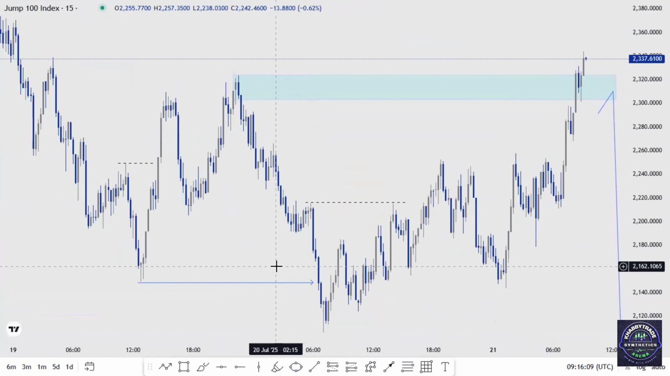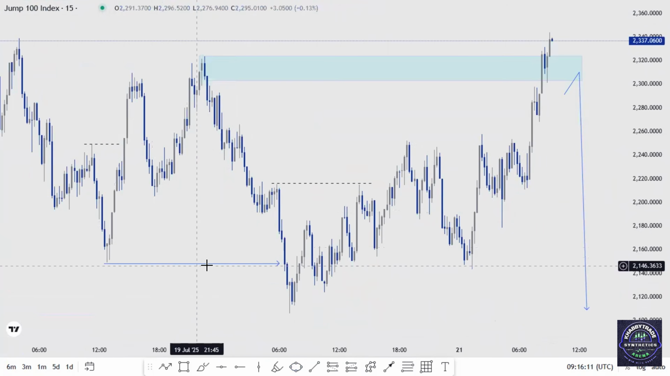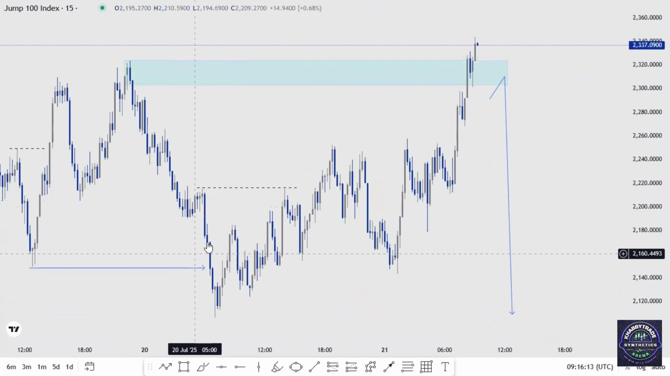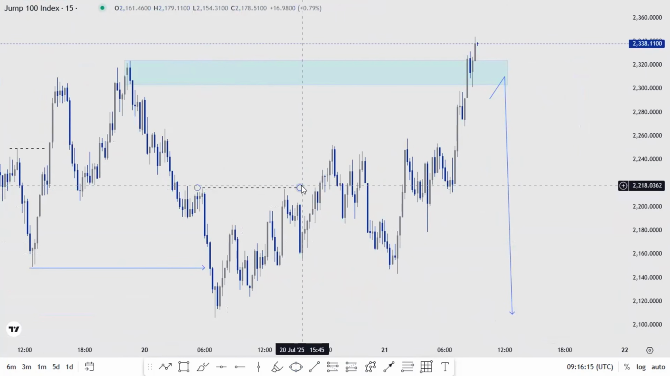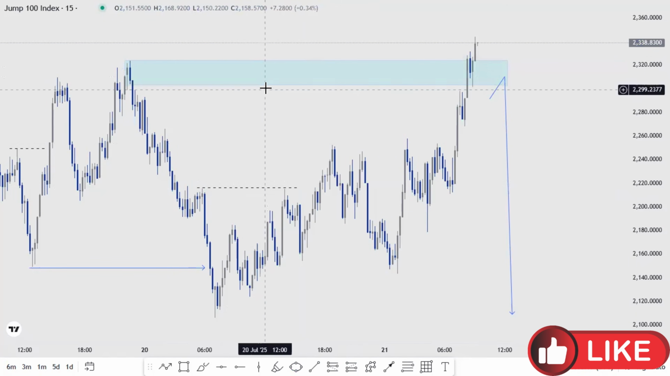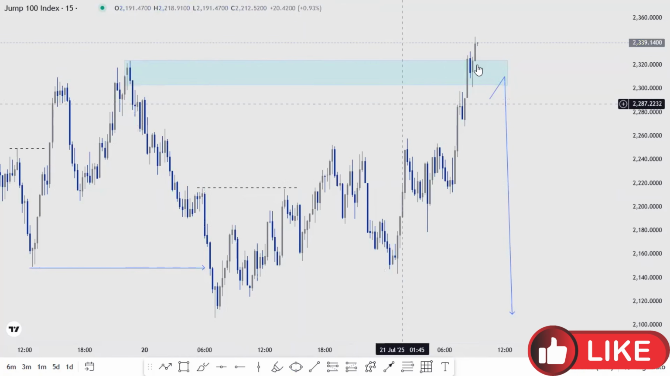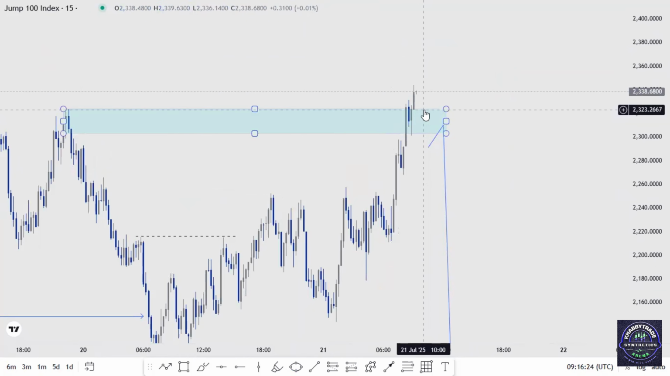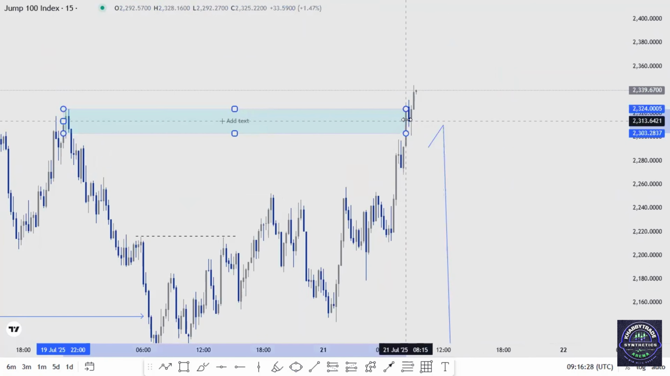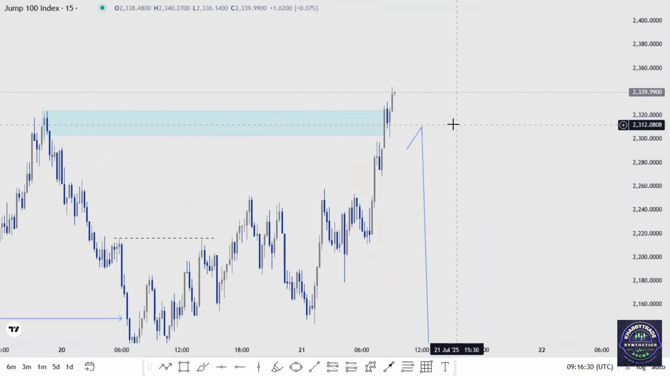Jump 100 this morning. This was our inducement break of structure. After the break of structure, we had inducements over here, these broken lines, and we had this point of interest preceded with some small imbalance over here. But the market did not give me the confirmation that I wanted. It just broke through my POI. So no entry over here. I'm good to go. No loss.